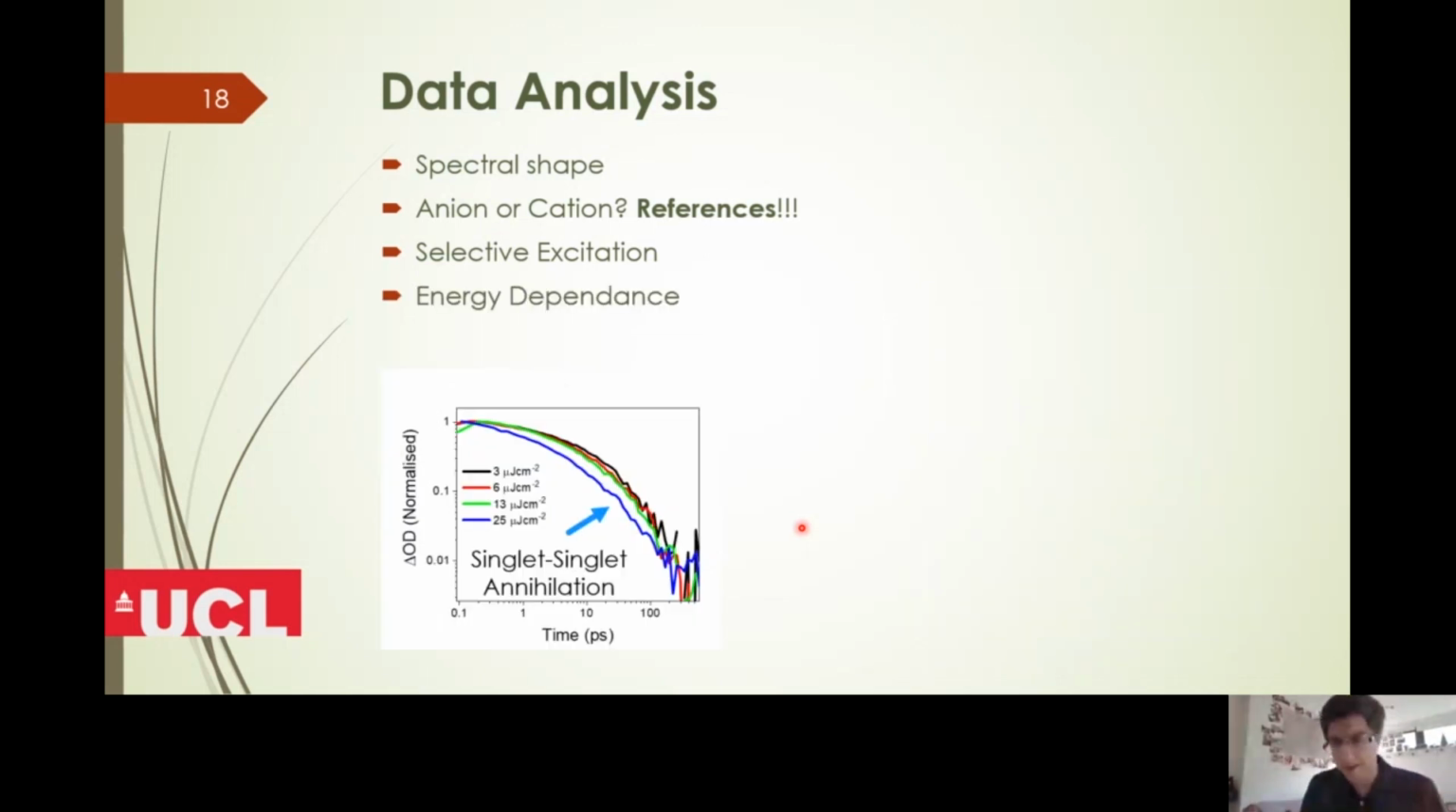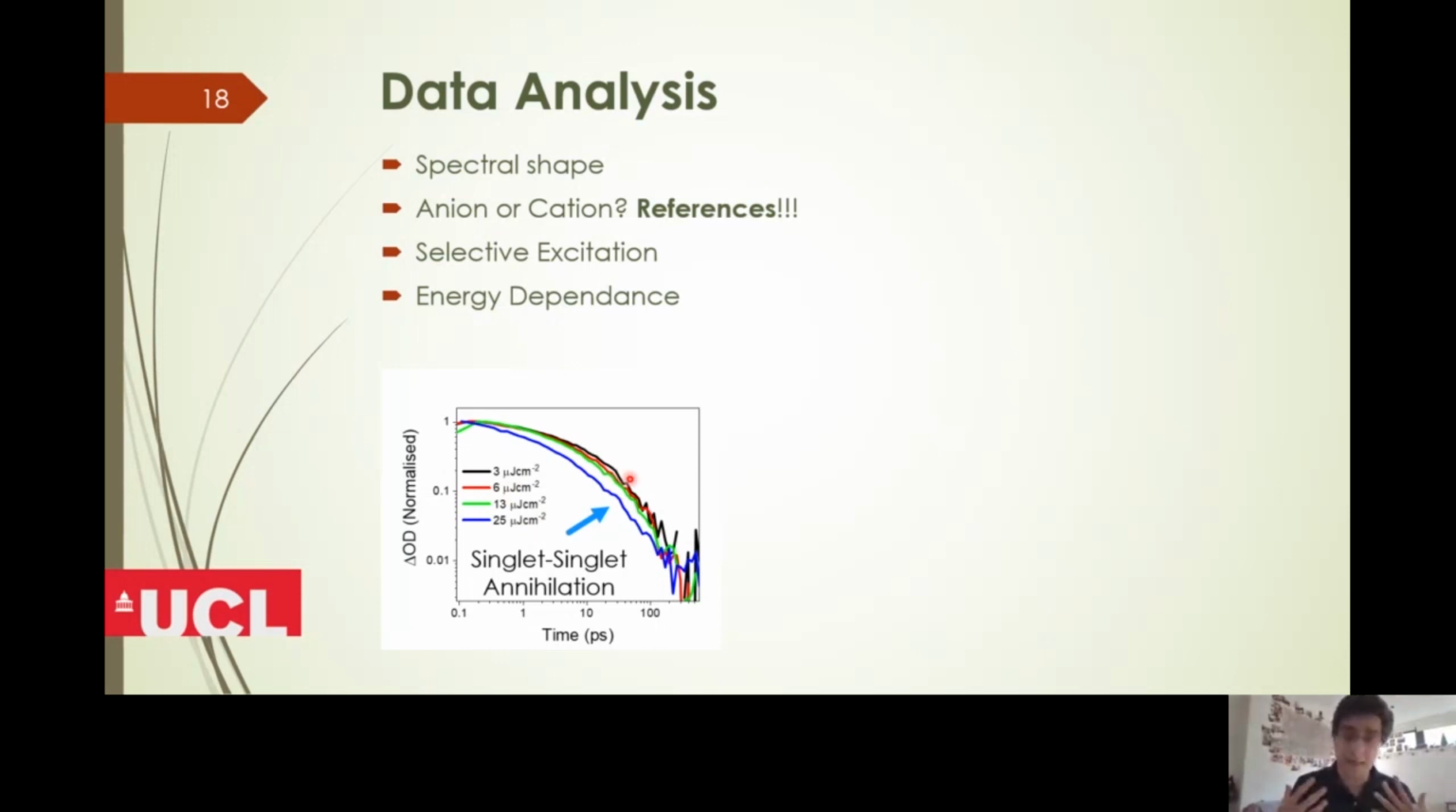Another experiment that you can do is the energy dependence, which is changing the energy of the pump that you are using, in terms of number of photons. That is very useful, as in this case, where you can see the number of photons you were using, because the wavelength was exactly the same, was different in 3, 6, and 13, and the kinetics were exactly the same when normalized. For these three cases, it was very, very similar.